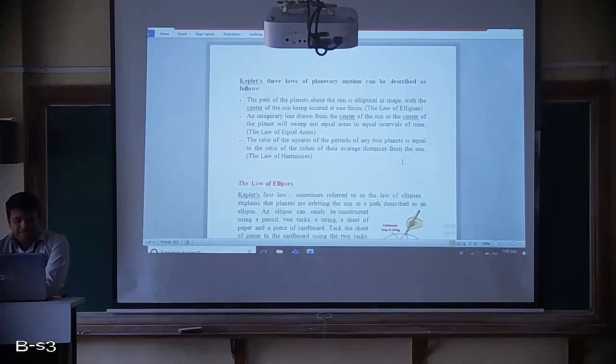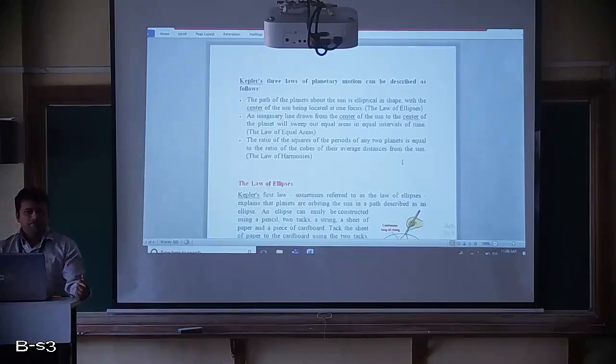The second law is: an imaginary line drawn from the center of the sun to the center of the planet will sweep out equal areas in equal intervals of time. So this is the definition of the second law, and this law can also be called the law of equal areas. The third law is: the ratio of the squares of the periods of any two planets is equal to the ratio of the cubes of their average distances from the sun. This third law can also be called the law of harmonies.